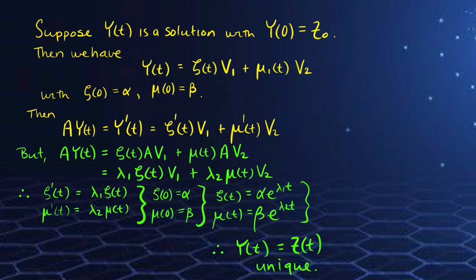Well, again, we suppose that y of t is a solution which satisfies this initial condition of y of 0 equaling z naught. Then we go through the derivation showing that in fact y of t would have to be equal to z of t, making it the unique solution. Pause the video now if you'd like to go through the calculations here.